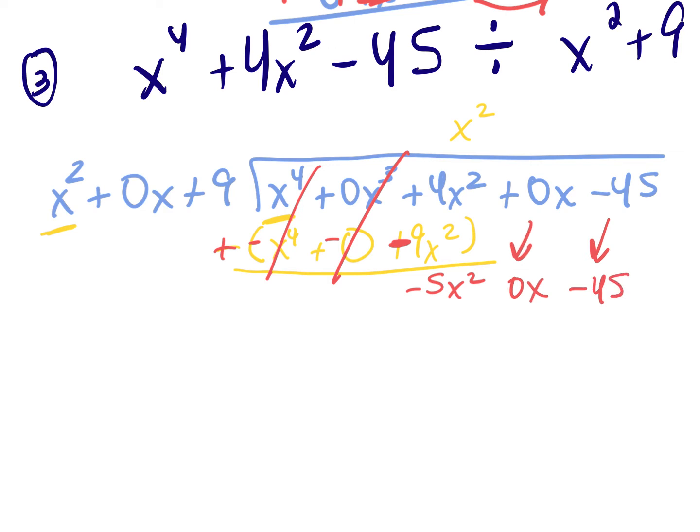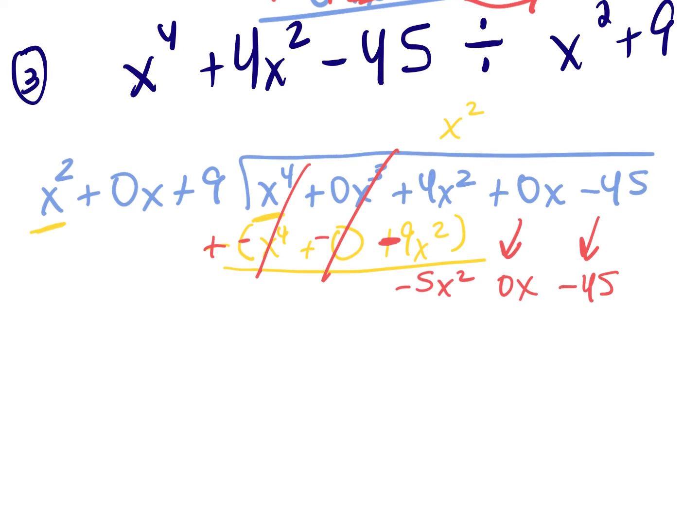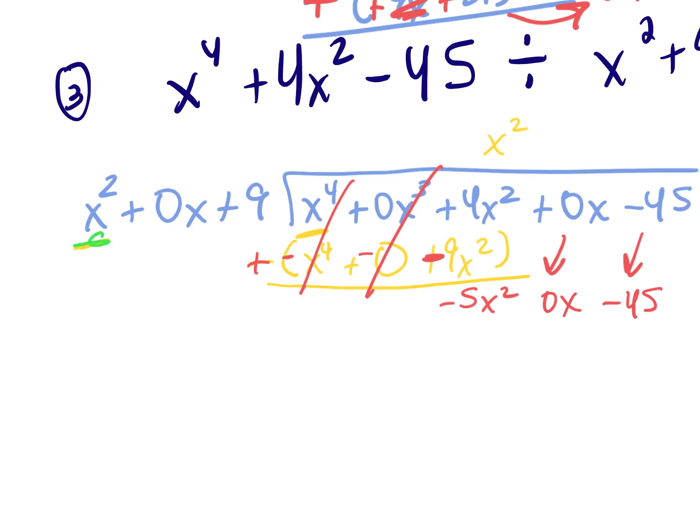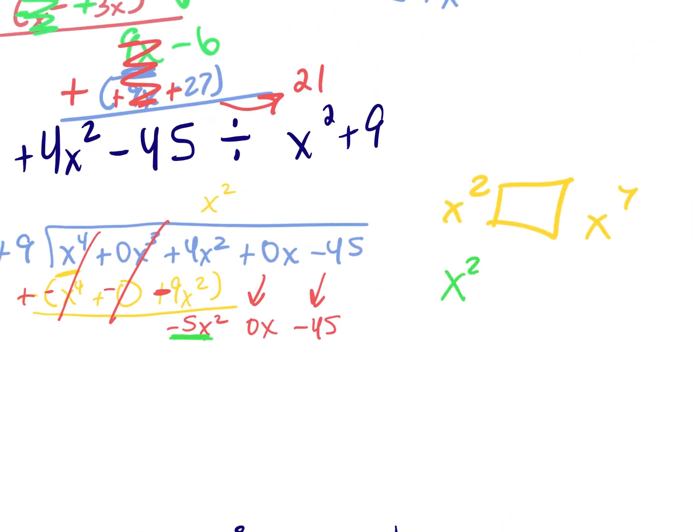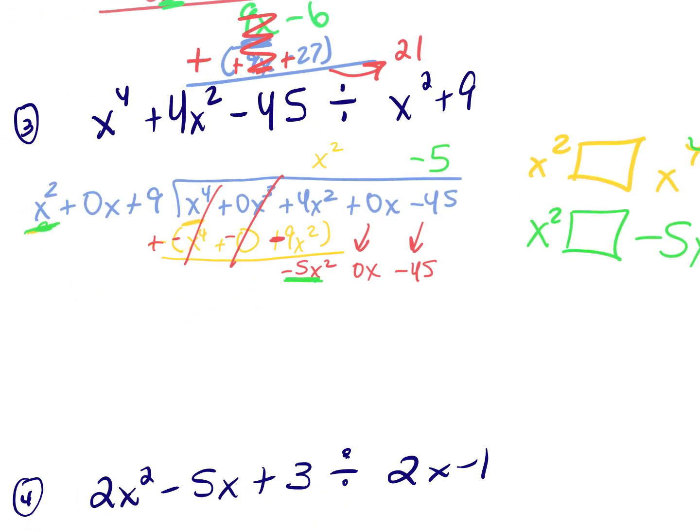No. And now we do the same thing, guys. First term, which is x squared, into first term. So x squared times what gives me negative 5x squared? Negative 5. So where am I going to put the negative 5? Over the 45. Just to keep myself straight. So I see, okay, I don't have anything missing. I didn't skip anything. So before we do our multiplication, let's get our subtraction set up.